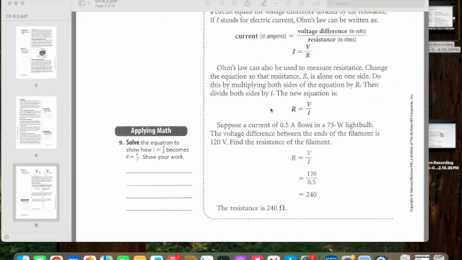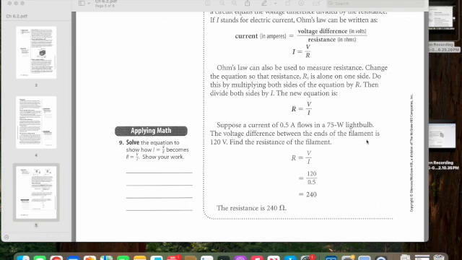Ohm's law can also be used to measure resistance. We change the equation around so that resistance is alone on one side, and we do that by multiplying both sides of the equation by R, and then dividing both sides by I. The new equation becomes R equals V divided by I: resistance is equal to voltage divided by current.